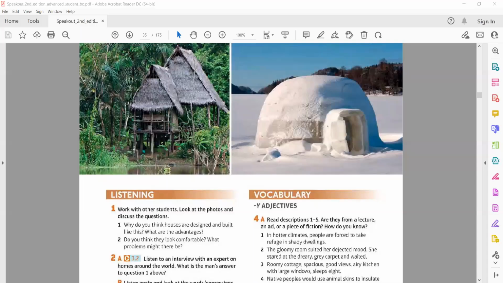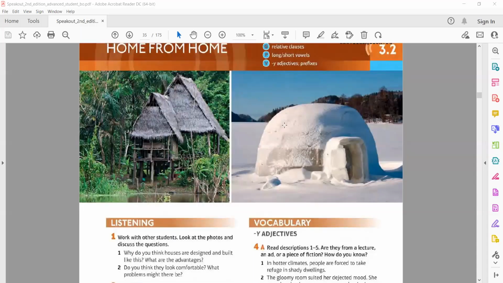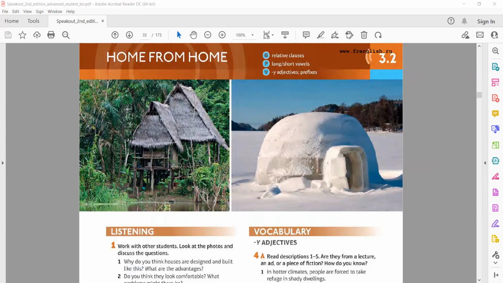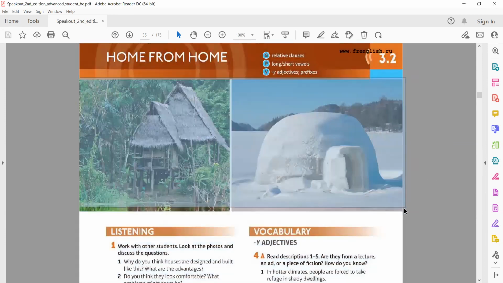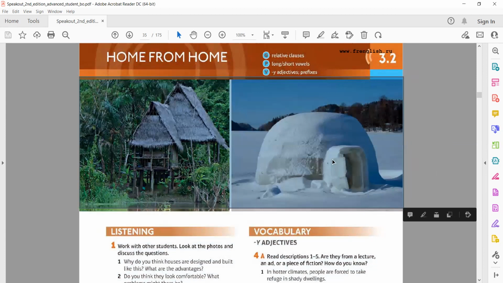All right. So welcome again to another lesson, and today we're going to cover lesson 3.2, and if we have enough time, maybe we can go to 3.3 as well. So let's have a look at the title and the pictures. The title says "Home from Home."